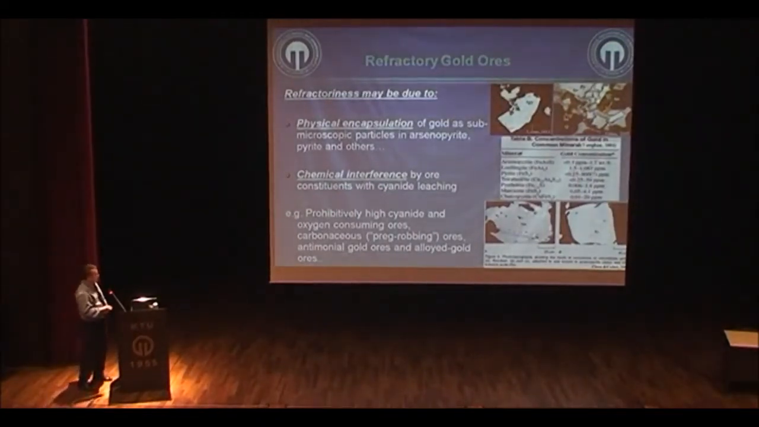What's the reason for refractoriness? There are two reasons. One of them is the physical encapsulation of the gold within sulfides, particularly gold in submicroscopic particles within the sulfide matrix. Arsenopyrite, pyrite, and pyrrhotite are the main gold-bearing phases, and they can contain much gold.